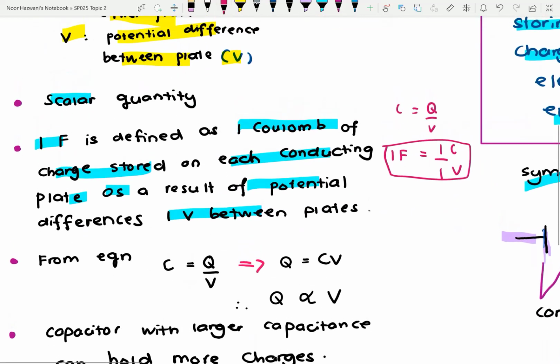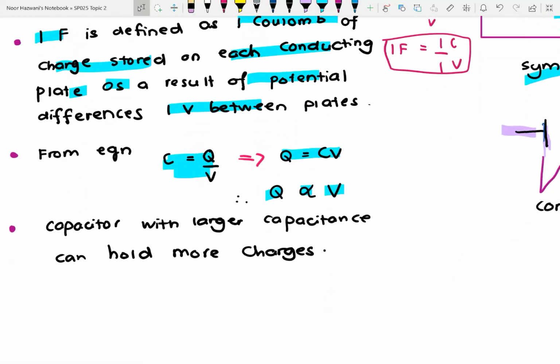And then from equation C equals to Q over V, okay, from the equation yang atas tadi, so kita boleh rearrange dan kita dapat Q equals to C times V. And then from that equation, we can see that Q is actually directly proportional to potential difference. Okay, so yang ini you kena tahulah, it's very important. Capacitor with larger capacitance can hold more charges. Maksudnya, capacitor yang mempunyai nilai kapasitas yang sangat tinggi, okay, sebenarnya dia boleh menyimpan lebih banyak charge.